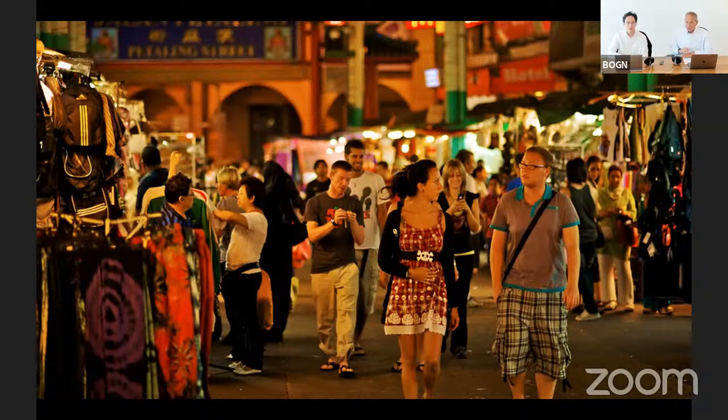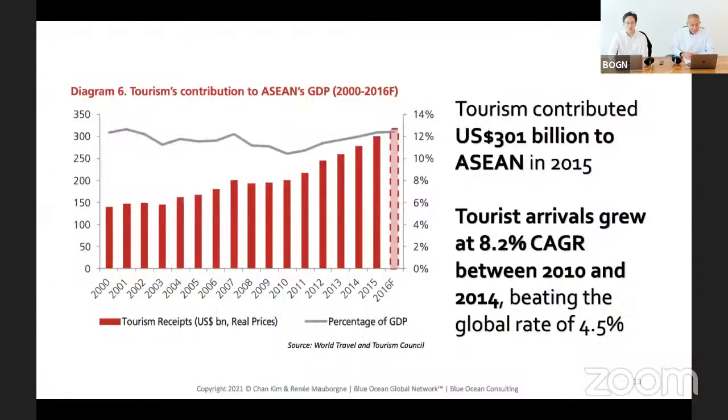So the tourism industry is a very important industry for most governments. It is so important that it has a lot of positive social and economic implications. Just to give you some statistics, in ASEAN, tourism in 2015 alone was over 300 billion US dollars. It's a growing market. I know last year was the pandemic, but it was growing and it will continue to grow.